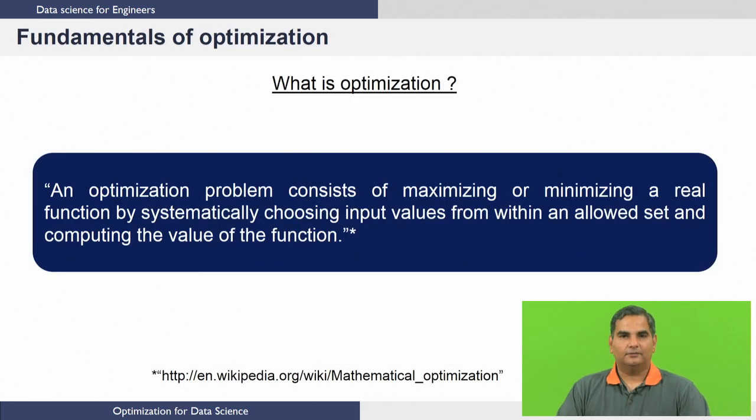So, we will start by asking what is optimization, and Wikipedia defines optimization as a problem where you maximize or minimize a real function by systematically choosing input values from an allowed set and computing the value of the function. We will more clearly understand what each of these means in the next slide.